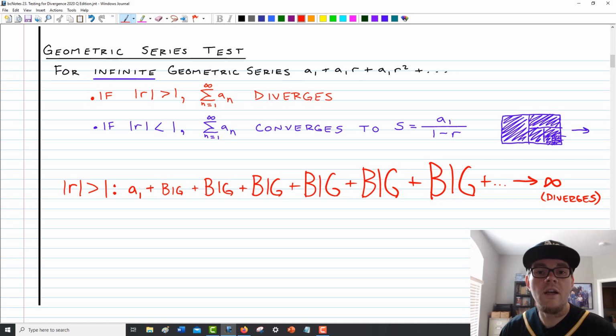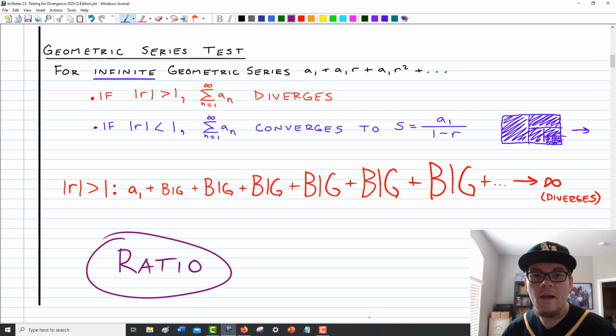So there are two criteria. It turns out that all that really matters for us is to determine the ratio. That's what the geometric series test amounts to. Can you figure out what the ratio is of this geometric series? And then play along from there and see what happens.